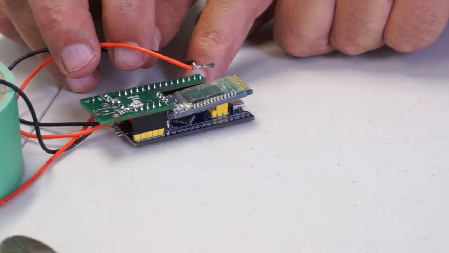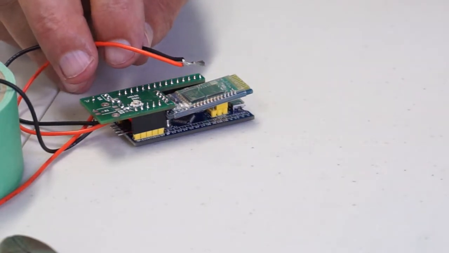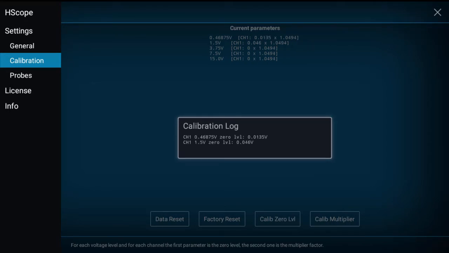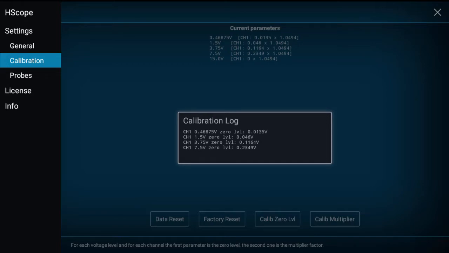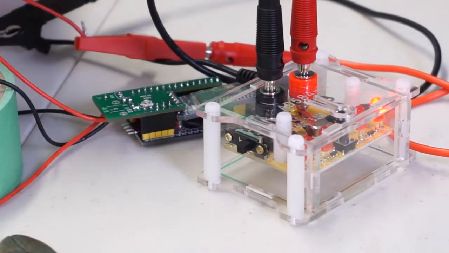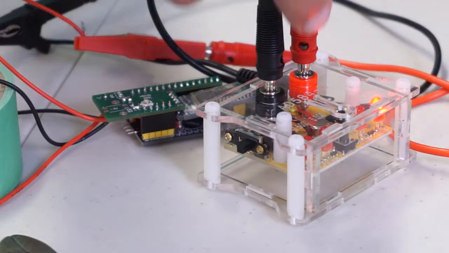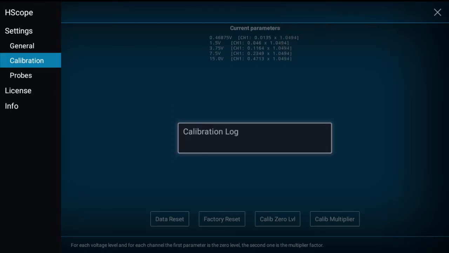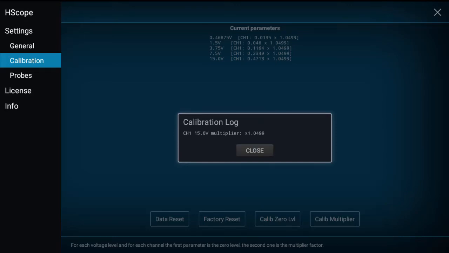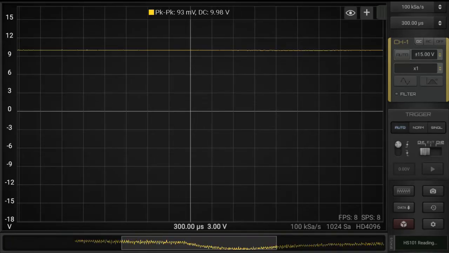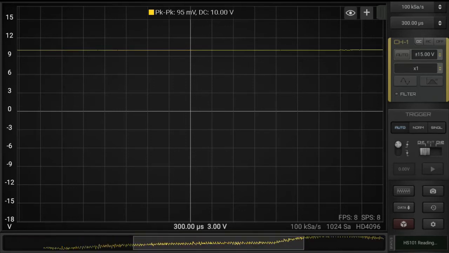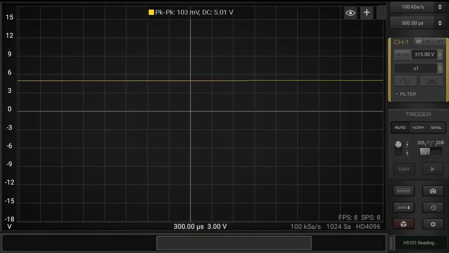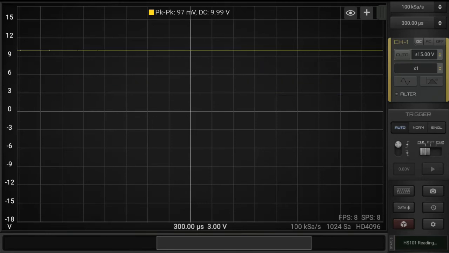Calibration is a two-step process in HScope. You ground the BNC and do a 0-volt calibration. Second step to the calibration is to apply a known voltage. I'm using 10 volts. And we're calibrated. I can test it here at 2.5 volts, at 5 volts, 7.5 volts, 10 volts.